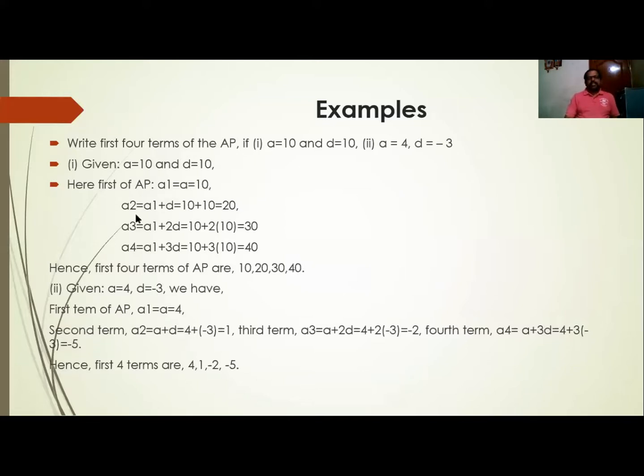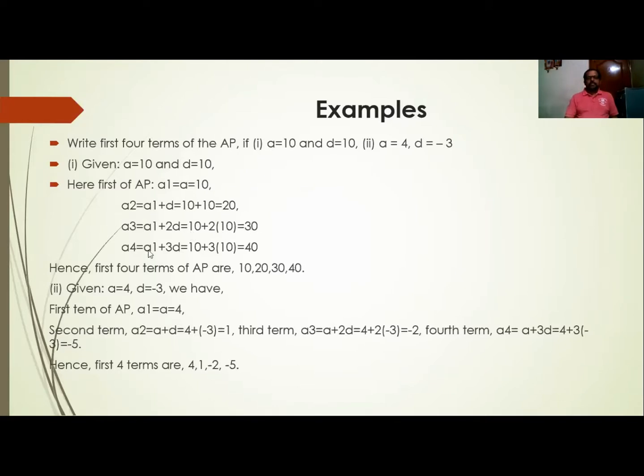So now we can find A2, the second term of AP. As we know in the general form of an AP, A2 is given by A1 plus D. Okay. So since A1 is 10, D is 10, it will be equal to 20. So the second term of AP will be equal to 20. In the same way A3, we can have A3 as A1 plus 2D, that is first term plus 2 times D. So first term is 10, 2 times D is 20, so it is 10 plus 20, which gives us 30.